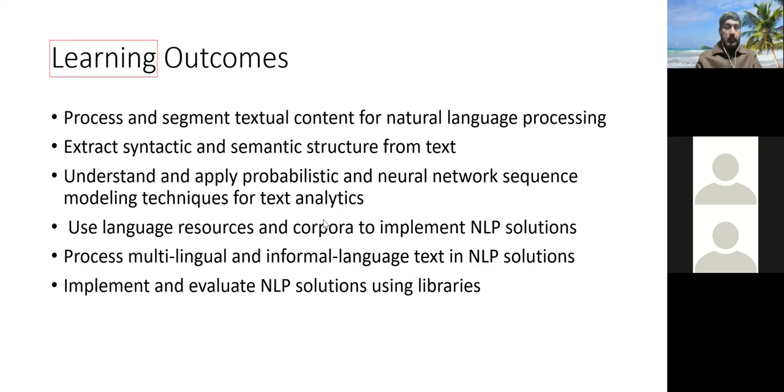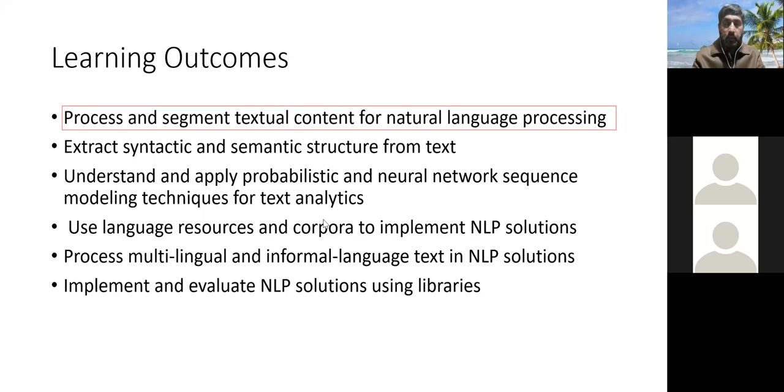So learning outcome is similar to objectives, but it has a much longer list. You can quickly go through this as well. So textual natural language, you should be able to process it, and then of course segment it. Segmented basically means finding relevant chunks from that text. We will see various ways of segmenting text.